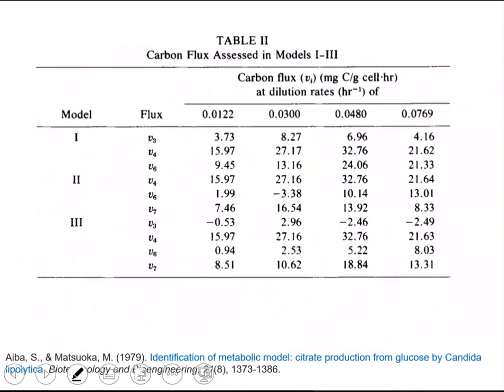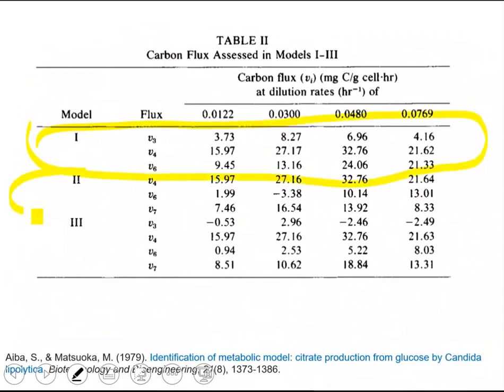Here are their results. They have predicted V3, V4, V6 for scenario 1, V4, V6, V7 for scenario 2, etc. I won't go into detail, but this is, as far as I know, the first example where they have used a steady-state approach, used some measured rates, and used this determined system approach, the metabolic flux approach, to predict some rates and try to validate their assumptions.